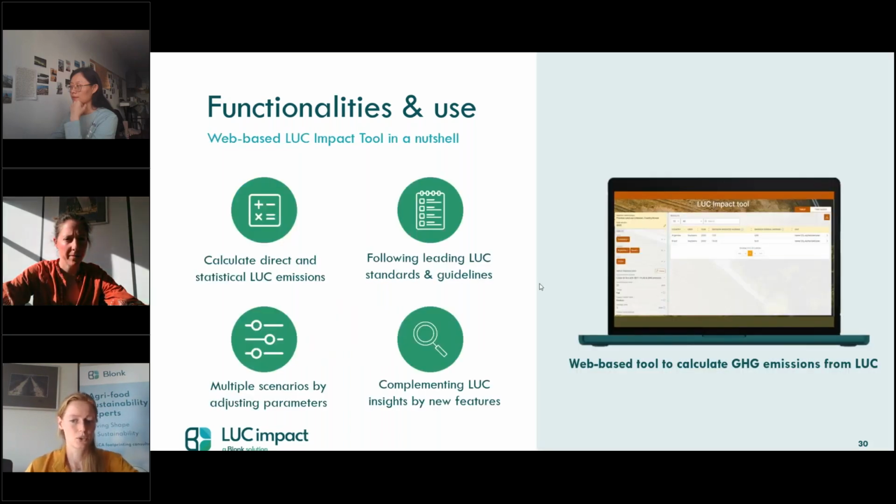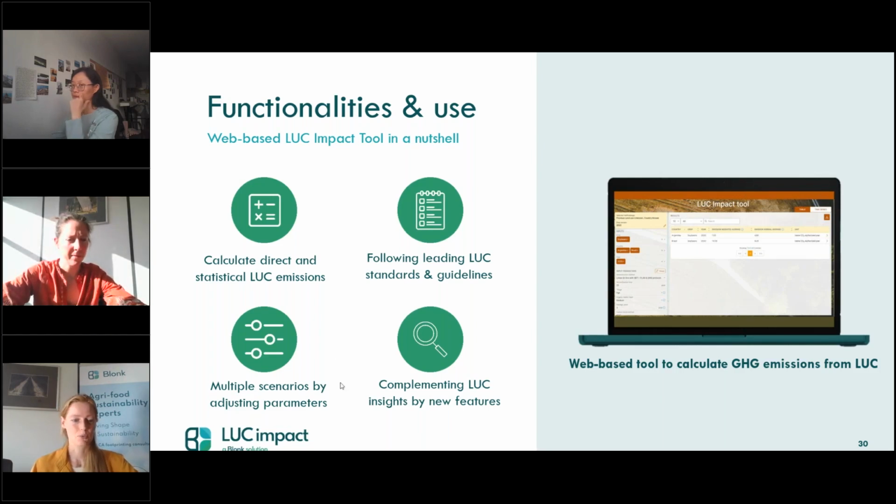So altogether, this tool, which looks like the screenshot on the right, can help you to calculate these direct and statistical land use change emissions in a way that is according to leading land use change standards and guidelines. And when we say that, we want to also explain the nuance that we are following PAS 2050, for example. That standard has been out there for more than 10 years already. But in these developing standards, like the Greenhouse Gas Protocol, we are really engaged in those discussions, and we are committed to including those changes, but we cannot guarantee that it's in line with those standards yet, mainly also because it's not finalized.